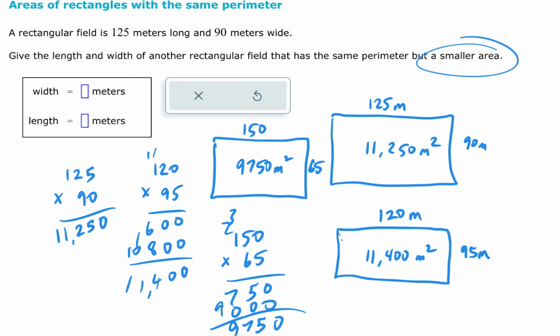9,750 square meters. So anytime you're doing a problem like this, I encourage you to look for patterns like that. And really, there's no one correct answer. All you had to do is find any length of rectangle or any dimensions of rectangle that will give you the same perimeter but smaller areas. So our answer for this one, I'm going to put the width as 65 meters and the length as 150.